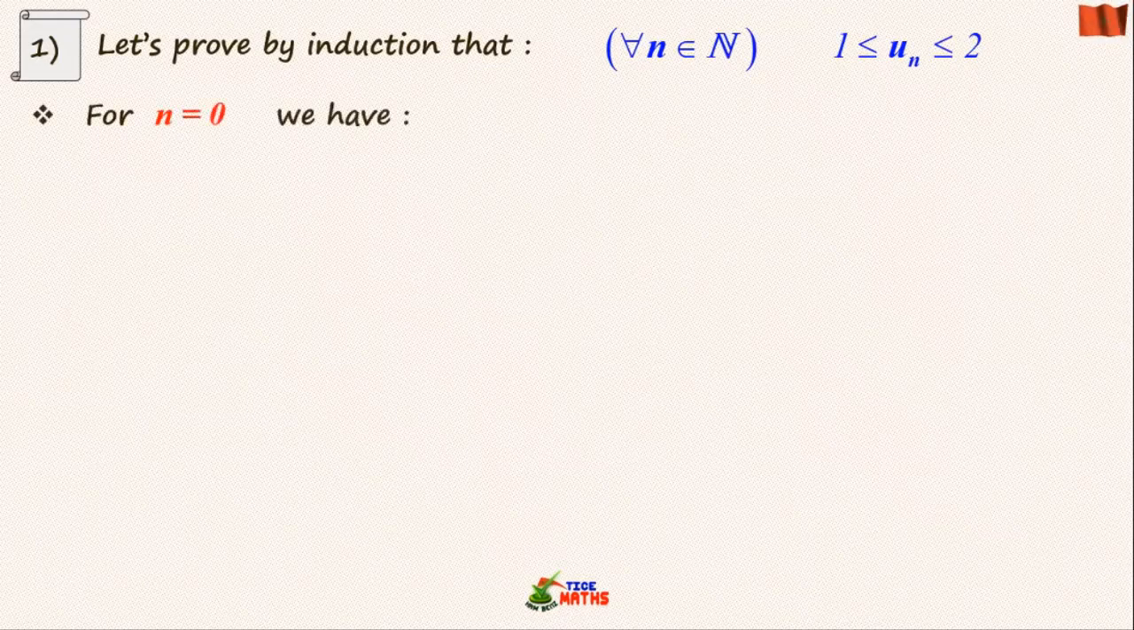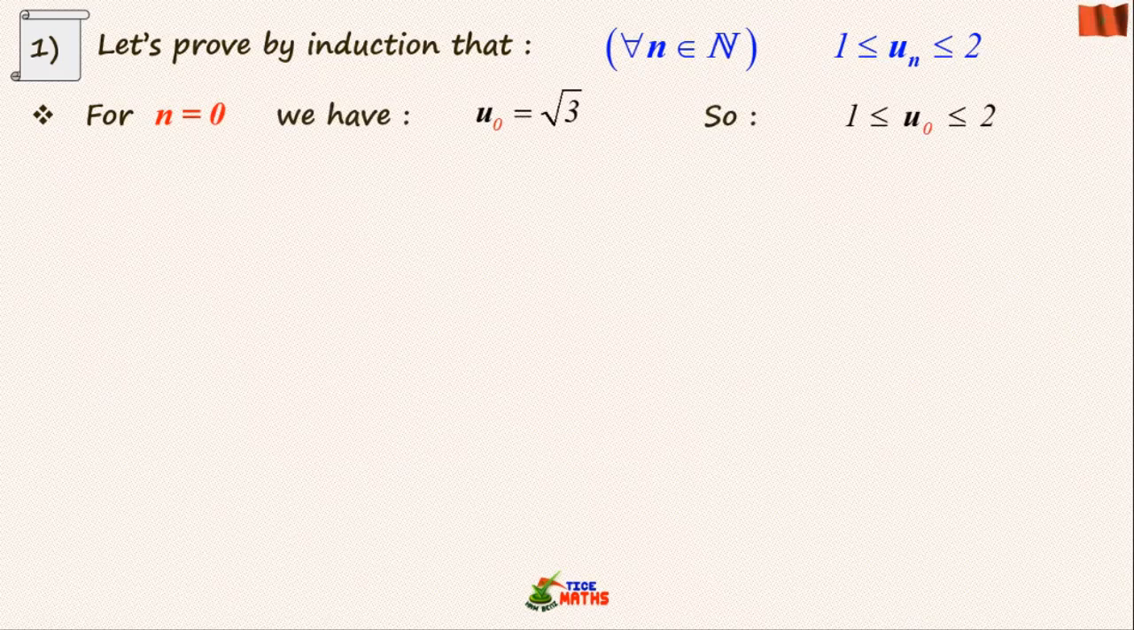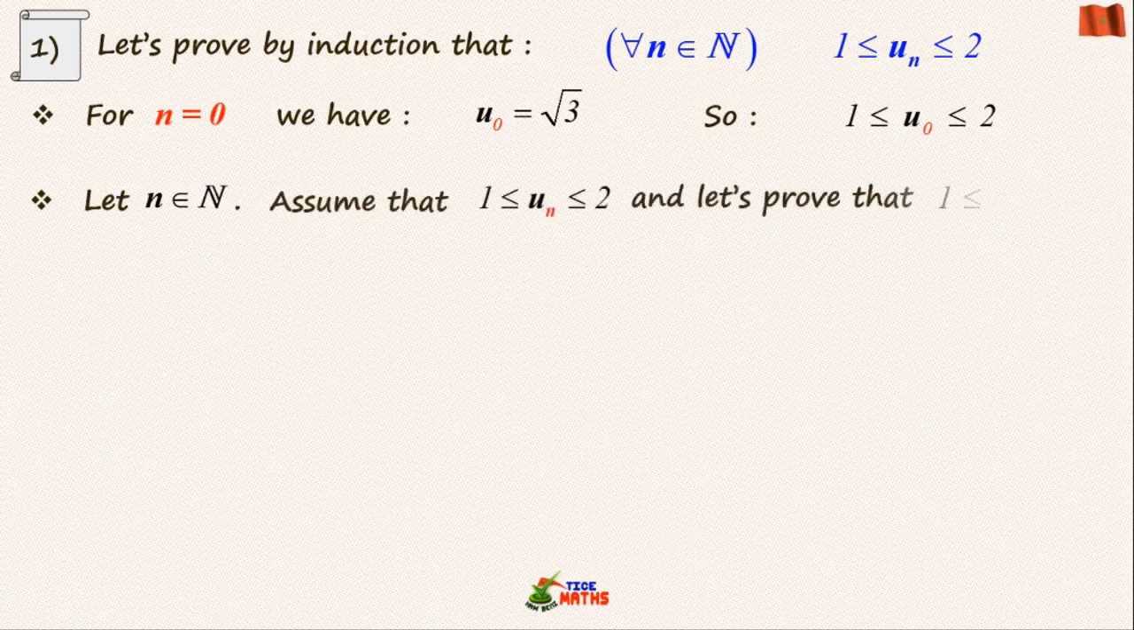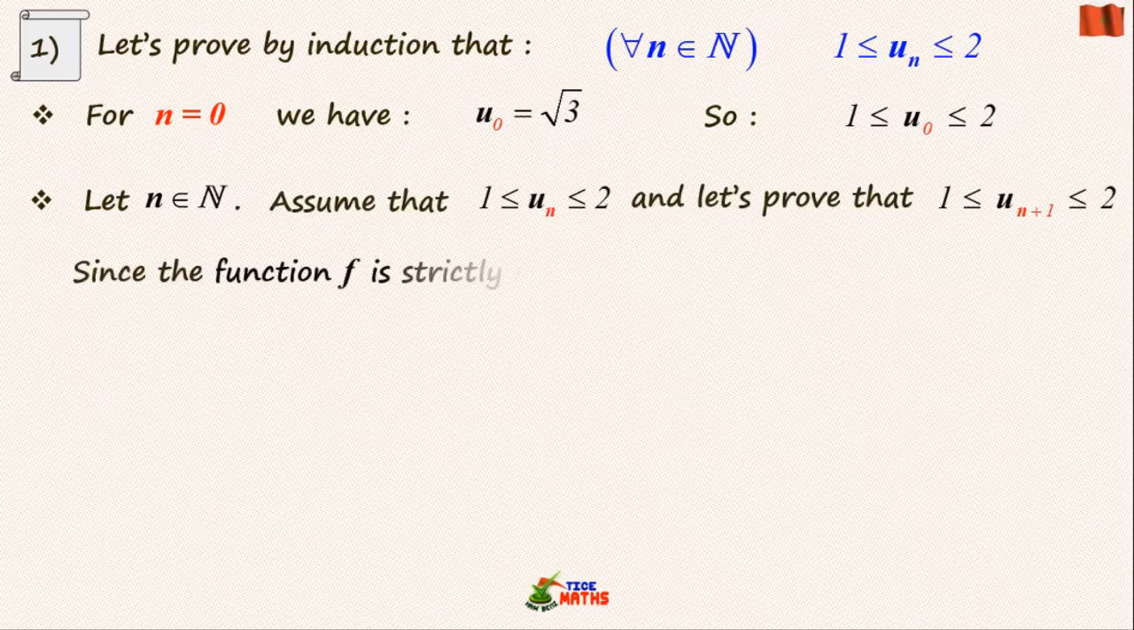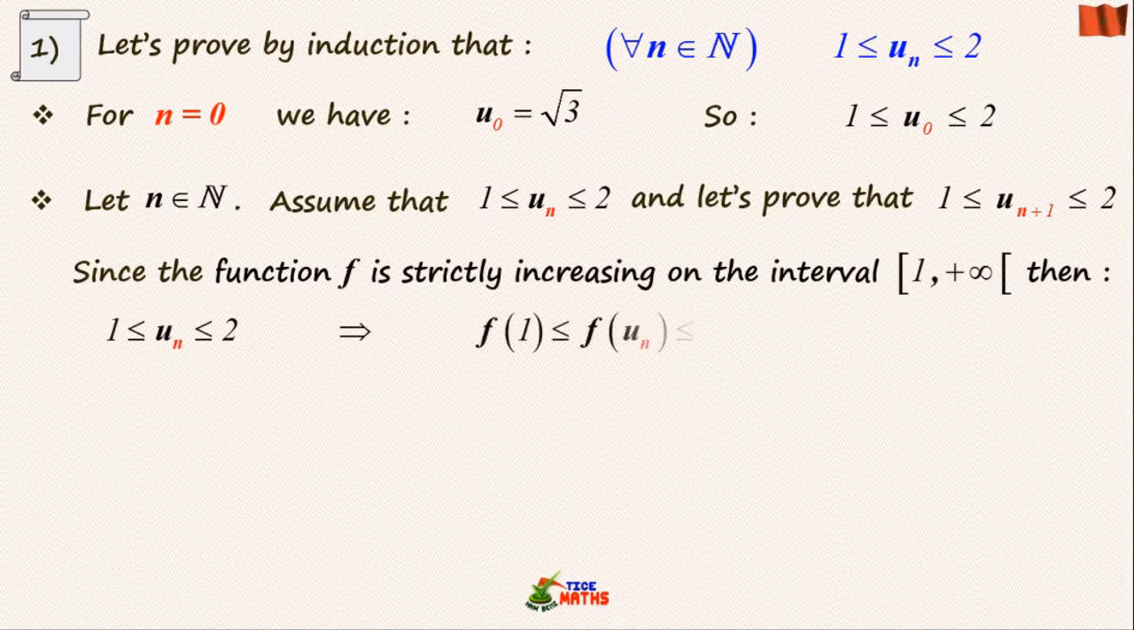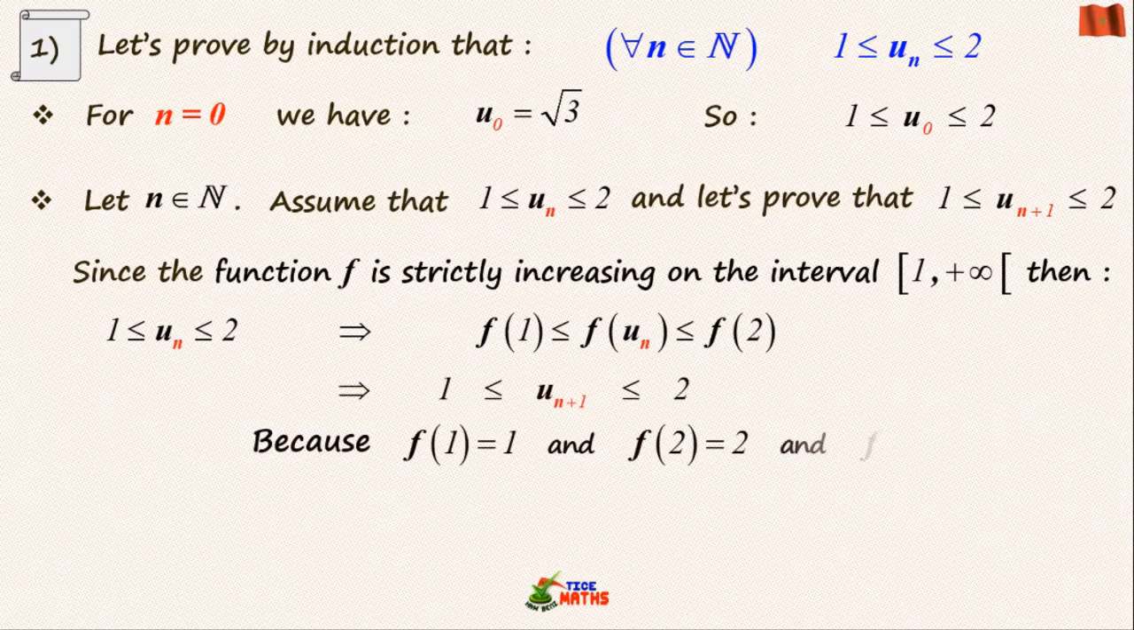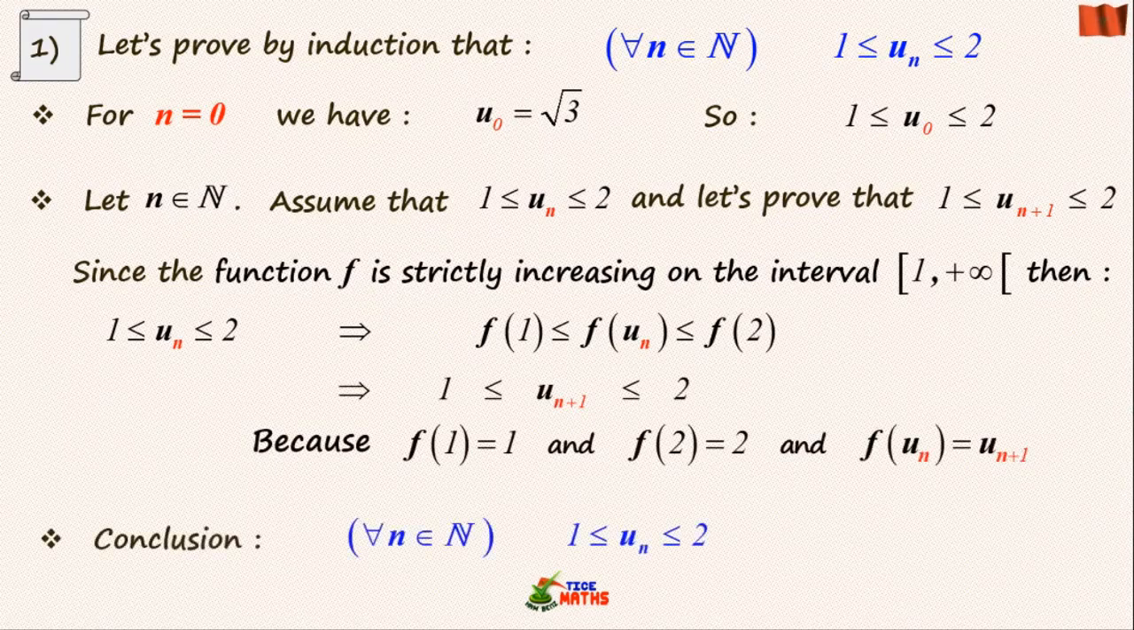Step 1. We check easily that this property is true for n equals 0. Step 2. We consider n belonging to set N. We suppose the property true at n, and we have to show that it is also true at n plus 1. To make this process easier, just use the fact that f is strictly increasing on the interval 1 plus infinity. According to the induction principle, we deduce that un is between 1 and 2 for every n belonging to N.